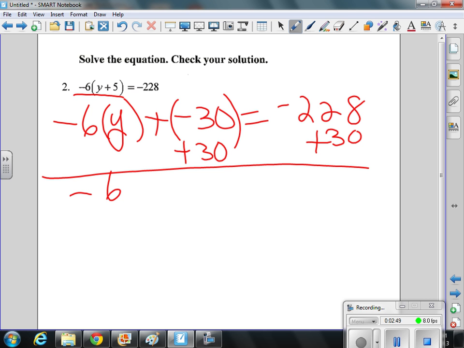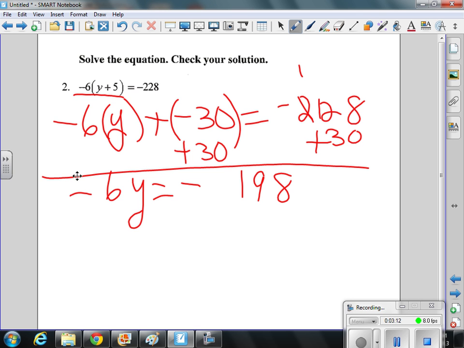So -6y is equal to, I have two numbers and my signs are different. I have a negative here and a positive here. Since my signs are different, I will be subtracting these two and keeping the answer negative. So I have negative 198.